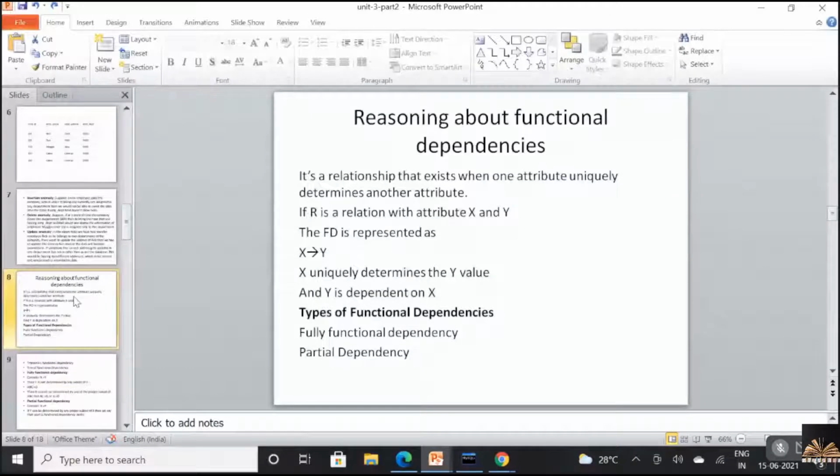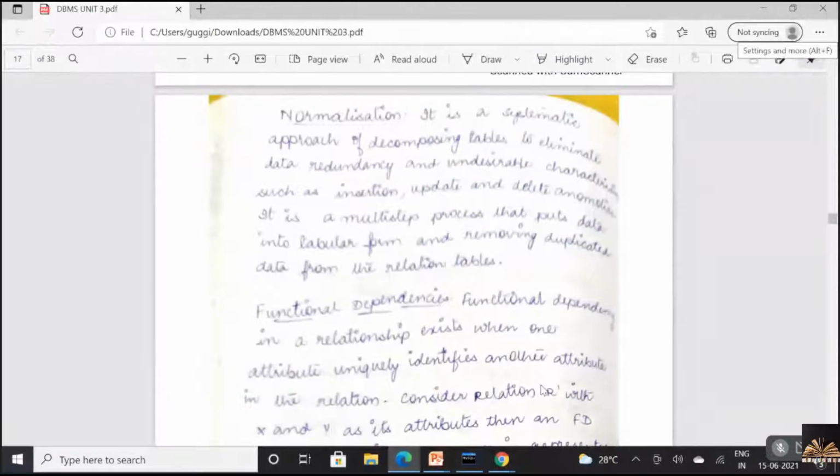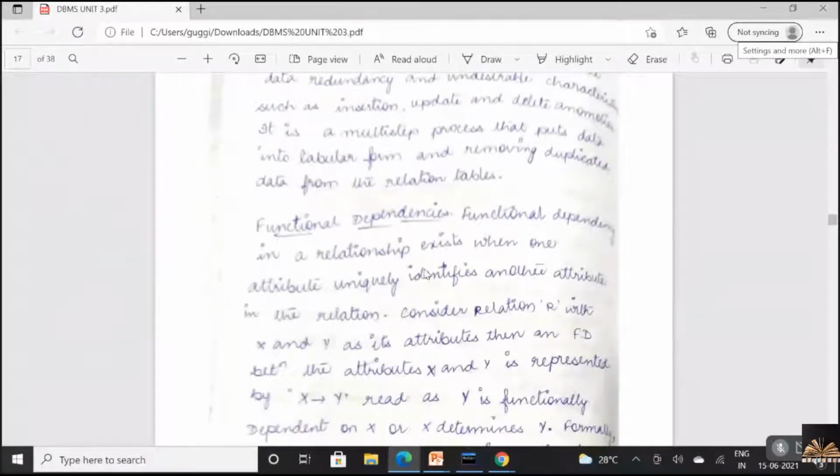Okay. Now, here we'll be talking about what I mean by a functional dependency. To make it simple, it is a relationship that exists when one attribute uniquely determines another attribute in a relation.